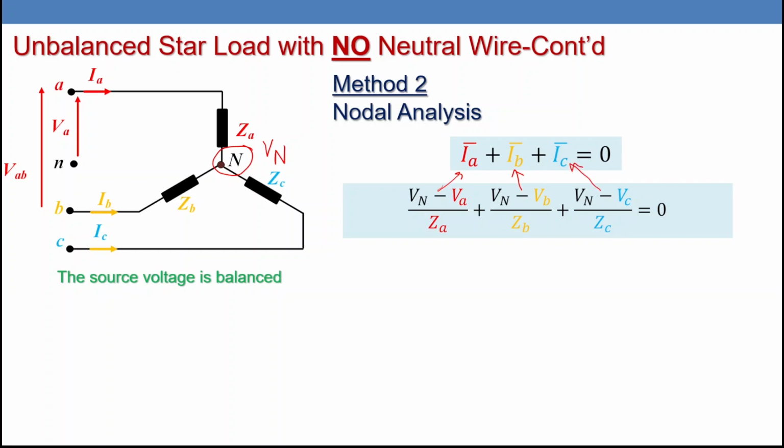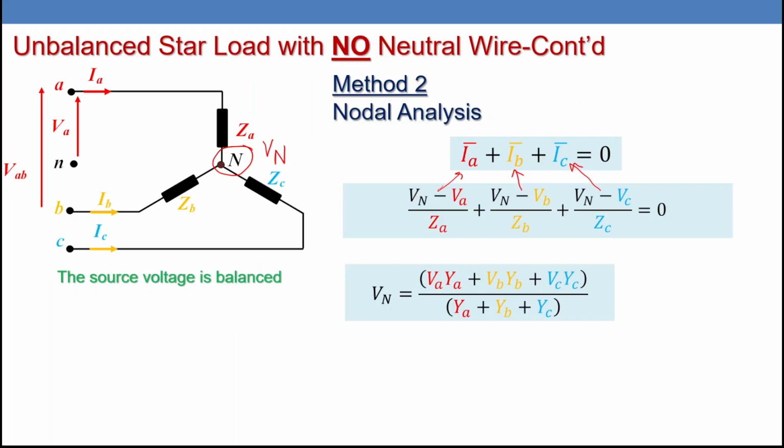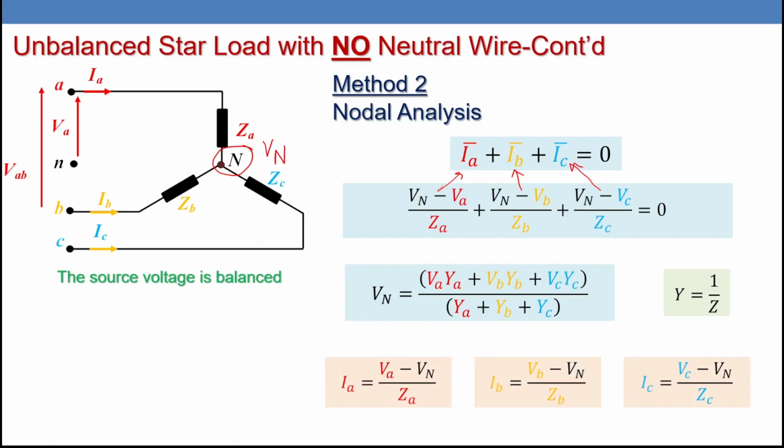We are going to rearrange the equation. If we rearrange the equation, the potential for the point N is VAYA plus VBYB plus VCYC over YA plus YB plus YC. Remember that Y equals 1 over Z. So in this case, we know Vn, so we can calculate the currents IA, IB, IC, where for example, IA equals VA minus Vn over ZA. Again, MATLAB can help us to solve this problem. We can do that one manually, but we're going to do that one using M code.